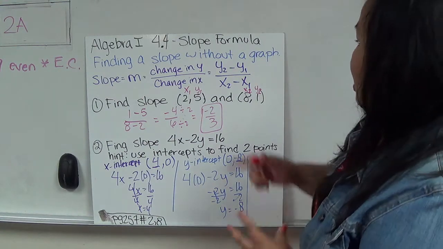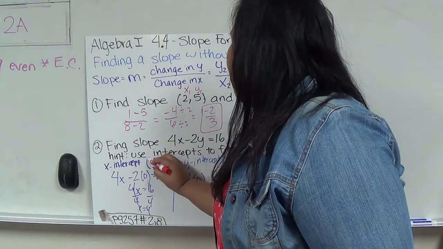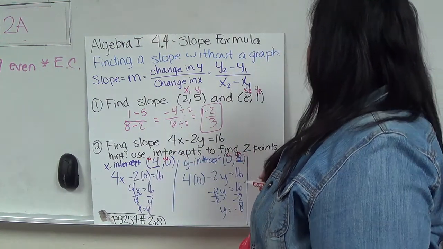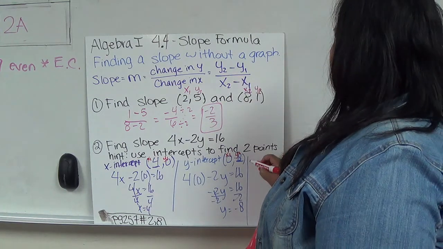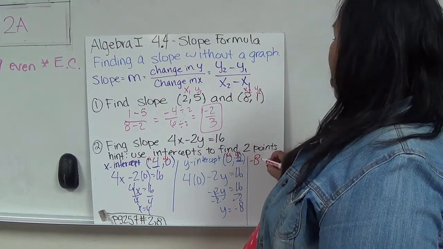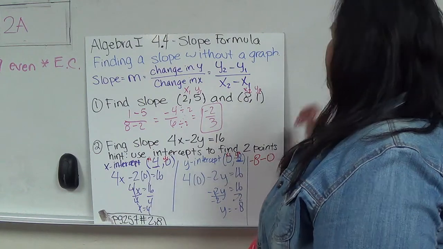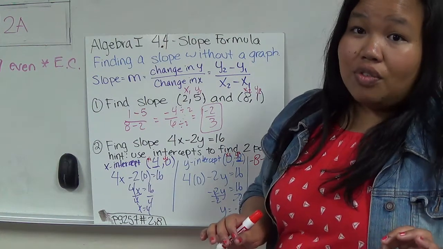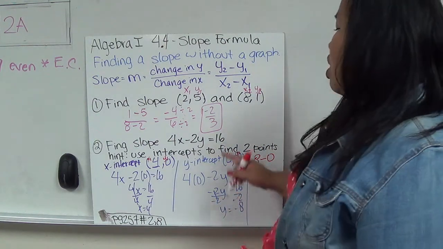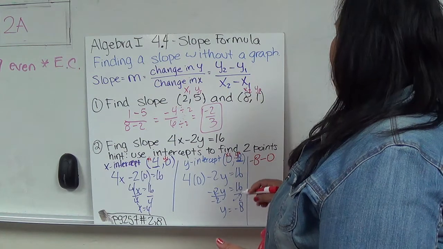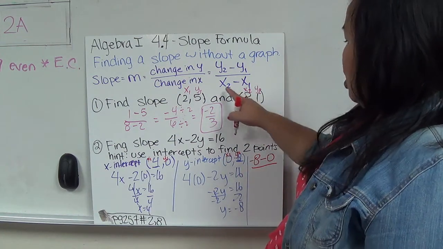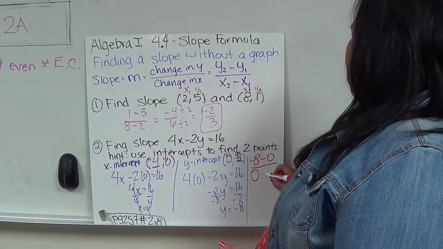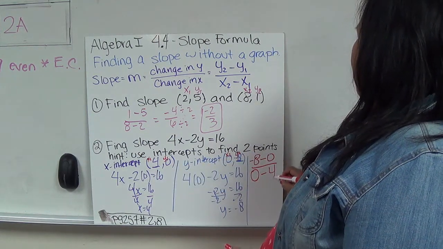With my two points, I can then label and plug in. This is my x1, y1. This is my x2, y2, and I'm going to plug it in. y2 is first, so negative 8, minus y1, which is 0. Sometimes when you're in a rush, you might mix up the numbers. That's why it's very important, I can't stress enough, that you label: the x1, y1 and the x2, y2. And then over x2, which is 0, minus x1, which is 4.